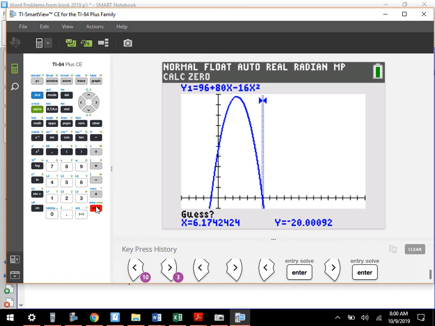Now after it says that, it says guess. I don't care. Nobody cares. I don't know why it says guess. No one's ever told me. And I'm never going to call TI to ask them. So, blue.